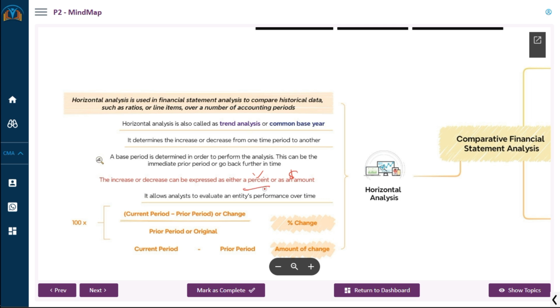If it is a percentage, you have to use this formula, and if it is an amount, you have to use this formula: the dollar change and the percentage change. The dollar change is the current period minus the prior period. The percentage change is the current period minus the prior period, or base period, divided by the base period, multiplied by 100. Now let us understand horizontal analysis with the help of an example.